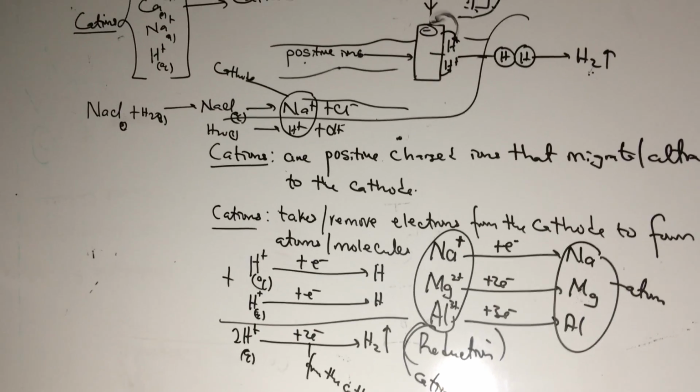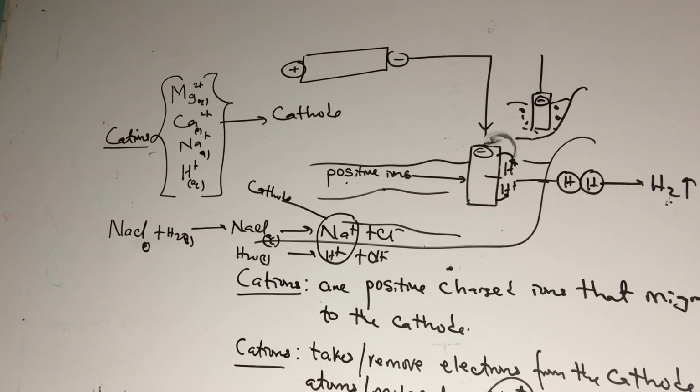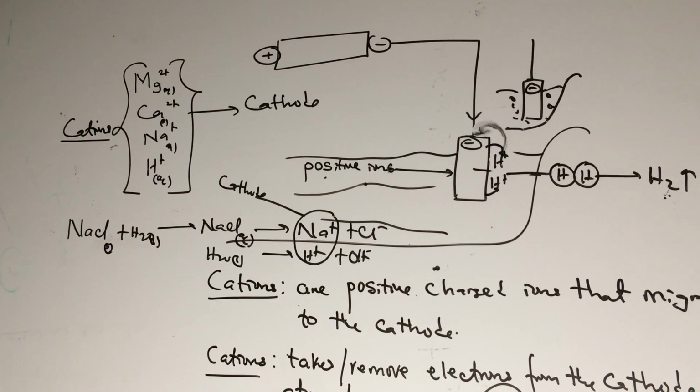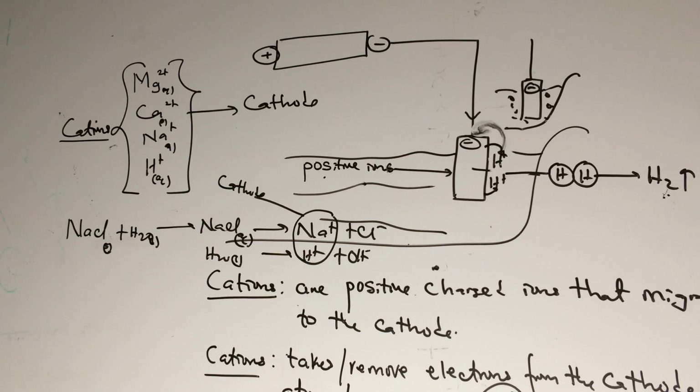I hope this is understood, right? This is what happened to the electrons that are being pushed by the battery and flow into the cathode and are being removed by cations, and these cations are invariably discharged as atoms or molecules. They become electrically what? Neutral, right? I hope this is understood.